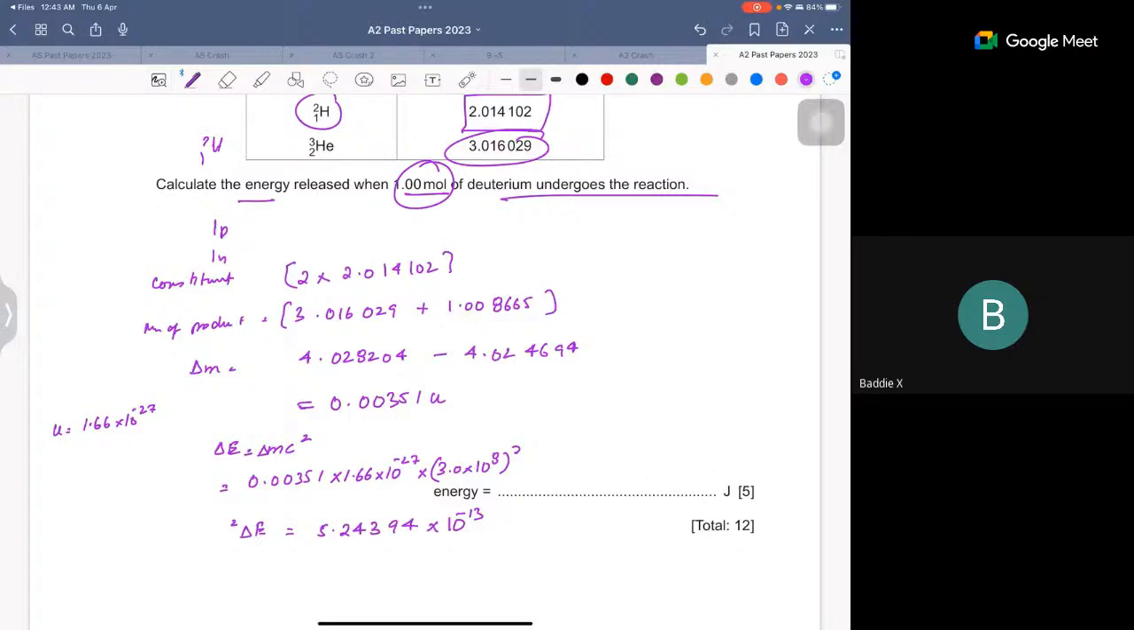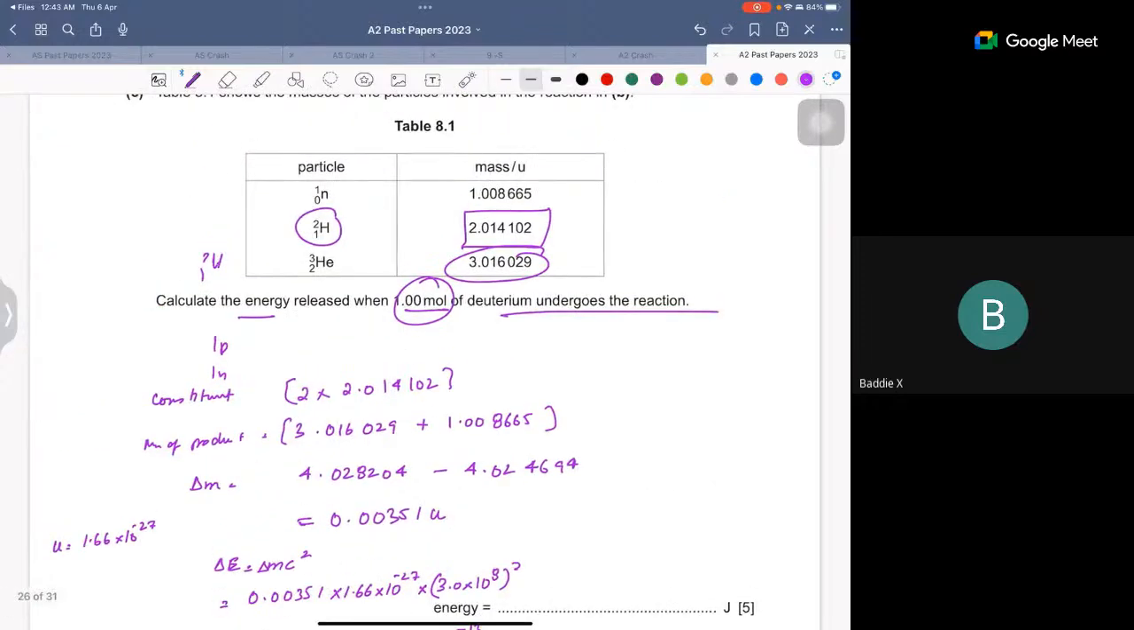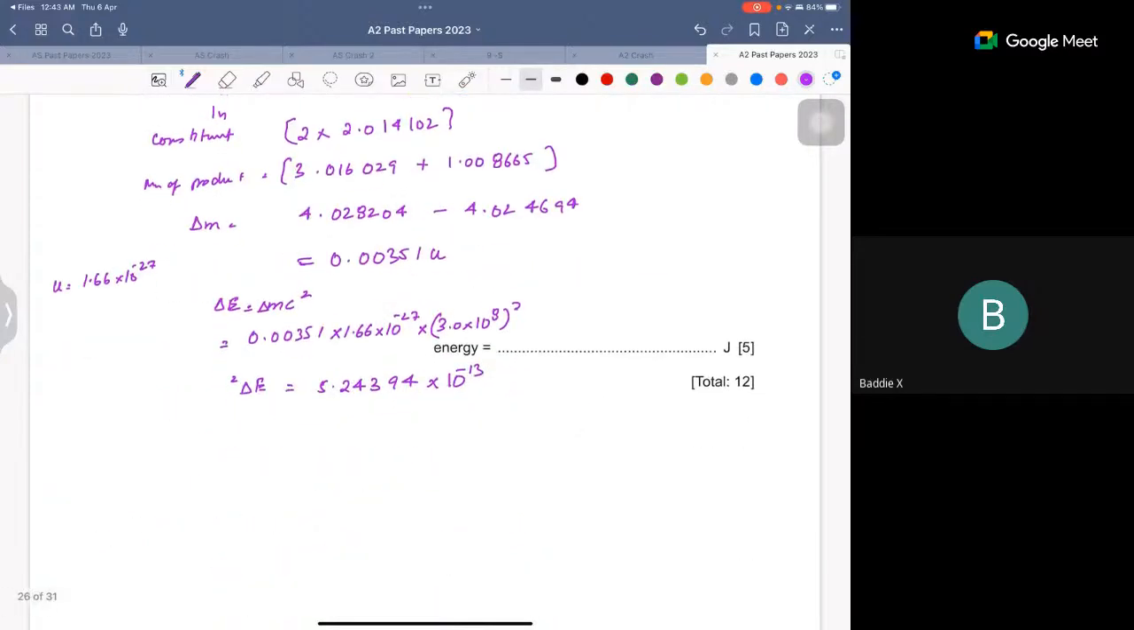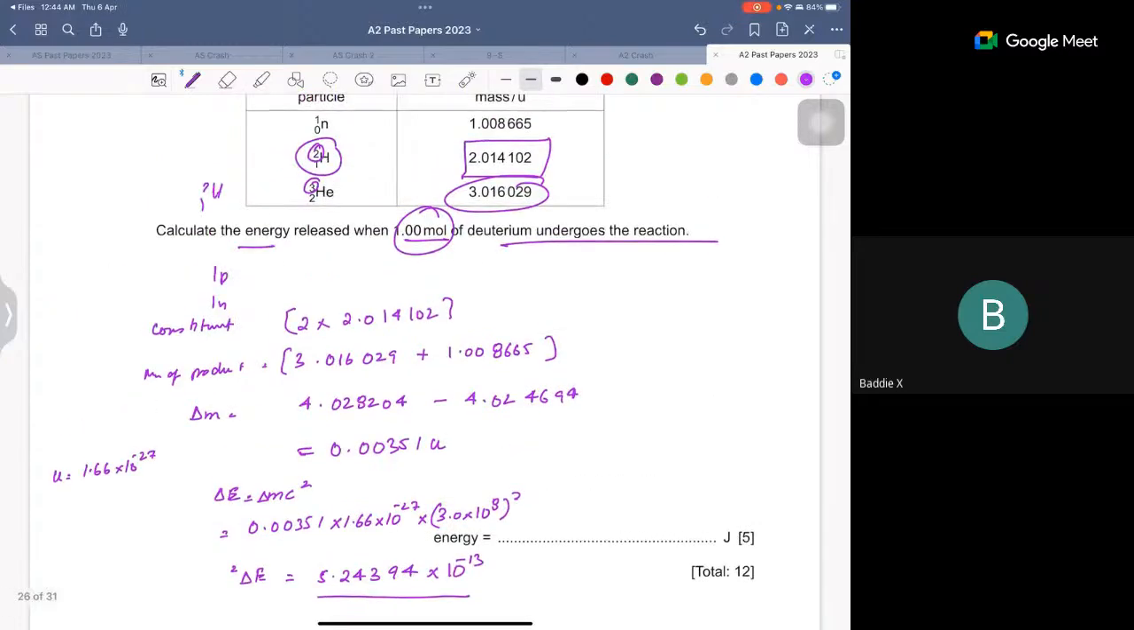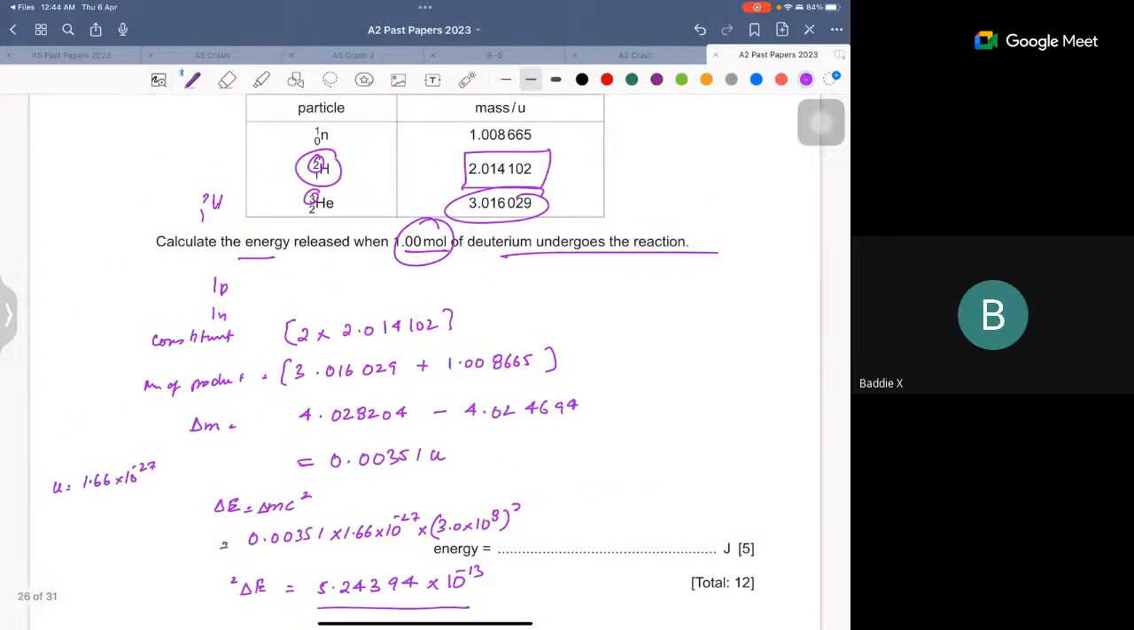Okay, now it says 1 mole of deuterium undergoes this reaction. 1 mole of deuterium, what does that even mean? This is 3, this is 2. So this is like the change in energy through total change. So we've got to find how many moles of helium-3 would be there when it's formed. Interesting, huh?